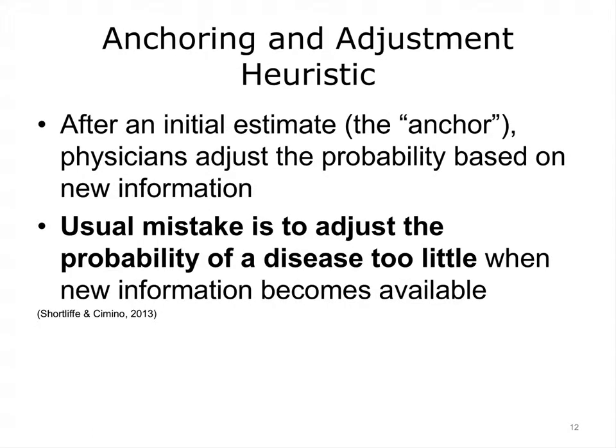A third common cognitive heuristic is the anchoring and adjustment heuristic. Physicians will make an initial estimate of the probability of a diagnosis, such as a heart attack, and then will adjust the probability when new information is received, such as laboratory tests. The usual mistake is that, in light of new information, the probability that the patient has a given disease is adjusted too late.